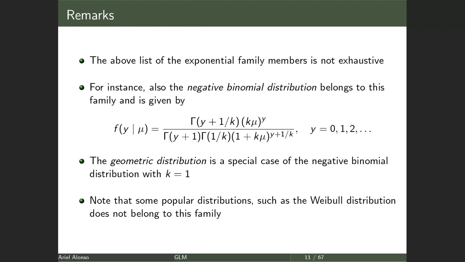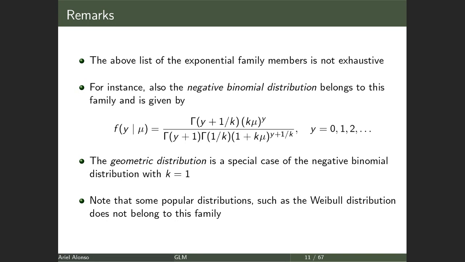Now, take into account that the above list of the exponential family members is not exhaustive. There are other members that I didn't put in that table. For instance, the negative binomial distribution belongs to the exponential family. So when we were dealing with Poisson data and we were using the negative binomial model, that's a generalized linear model, because the negative binomial distribution is a special member of the univariate exponential family. The geometric distribution is a special case as well, because it's a special case of the negative binomial when you choose k equal to 1. So the geometric distribution is also a member of the univariate exponential family.